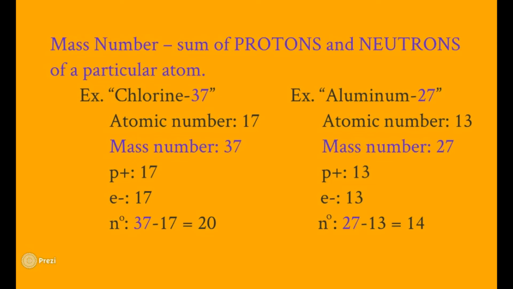If they did not give you a number, you then use the one off the periodic table. I am going to go over that a little bit more later. But anyway, you can look at your periodic table, find chlorine. It is atomic number 17, mass number 37. 37 minus 17, you can do that in your head, gives you 20. So it would have 20 neutrons.